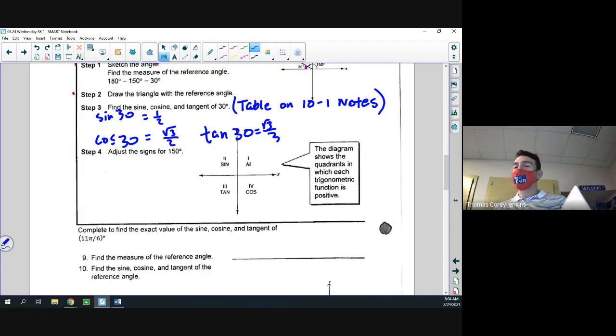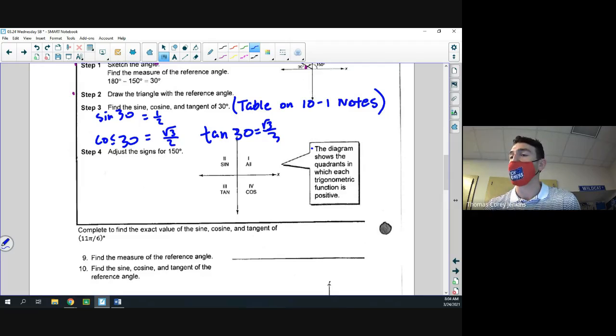And the last thing is, like I said, the absolute value of those would be exactly the same for 150 degrees. But then we have to consider the quadrant and adjust the signs, as they say. Okay. So how's this thing work? It tells you.